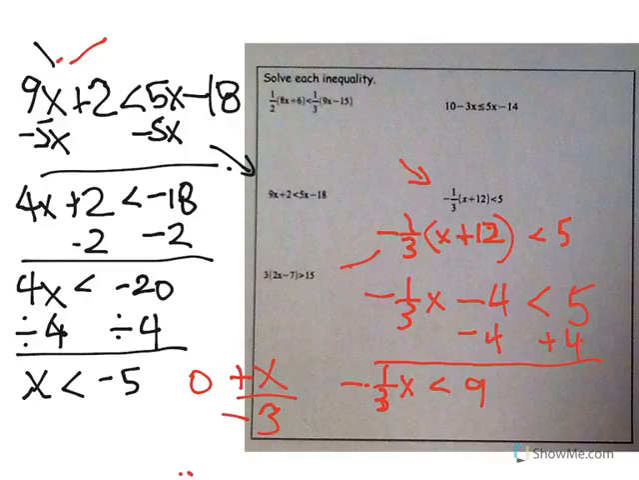So I'm going to multiply both sides by negative 3. Got to change the direction of the inequality. End up with negative 27. X is greater than negative 27. So therefore 0 should be a solution here.